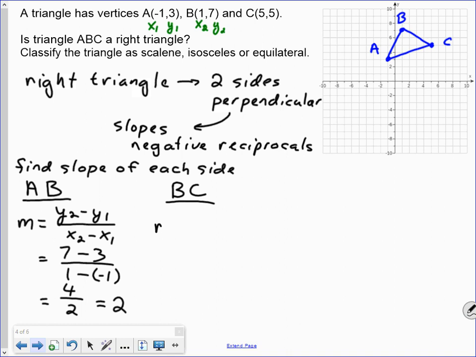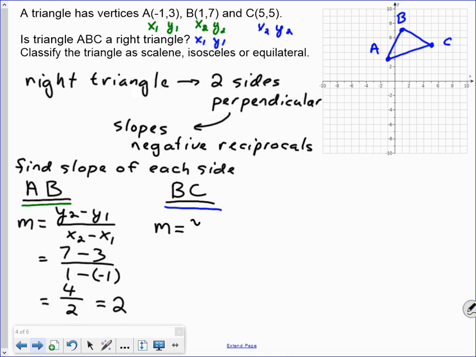Again, we're going to use our same slope formula, but what's going to change here is which point is our x2 and our y2, and so on. So in this case, if we're doing BC, this is going to be x2, y2, and this is going to be x1, y1. Let's say this is the blue lettering, and this is the green lettering here.